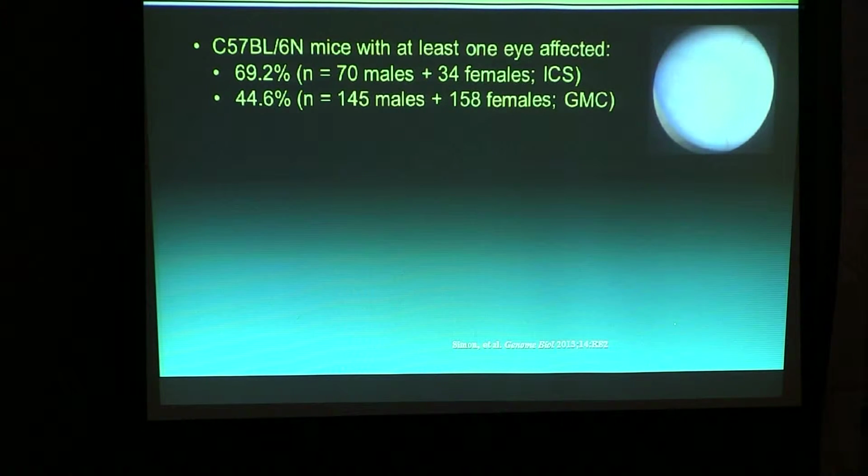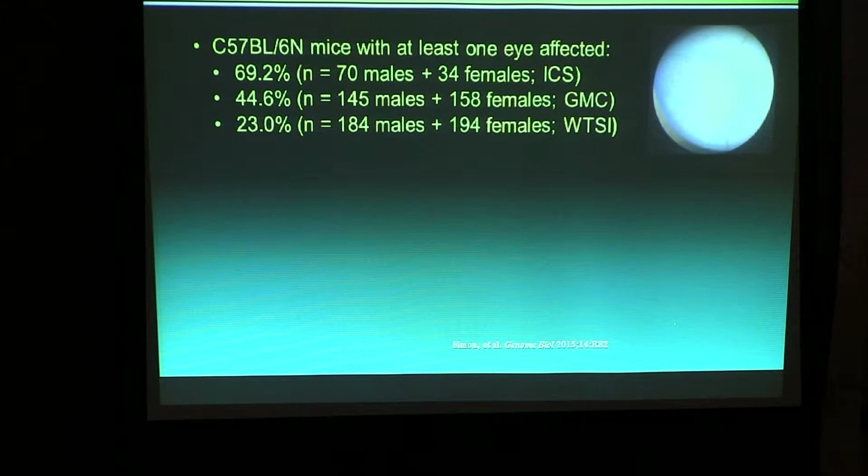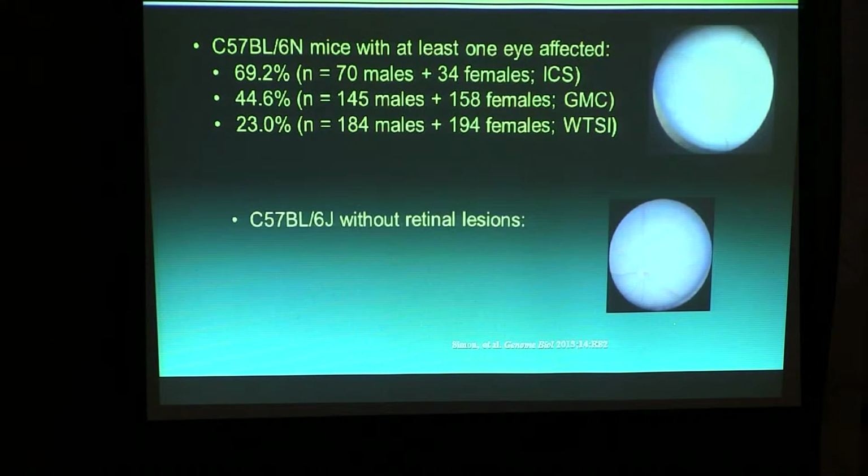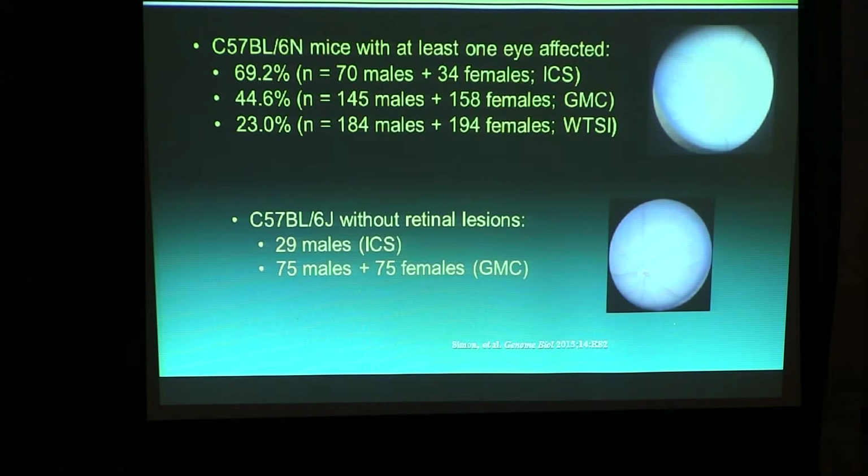And you can see what happened at different institutions. This is a little difficult to see, but there was a retinal lesion there. You can find that from 23% to 70% of the mice will have it in one eye. So this is variable, even from the same vendor; you can get different results. But if they look at those 3 institutes, look at the 6J, and none of them had any lesion. So keep all this in mind.